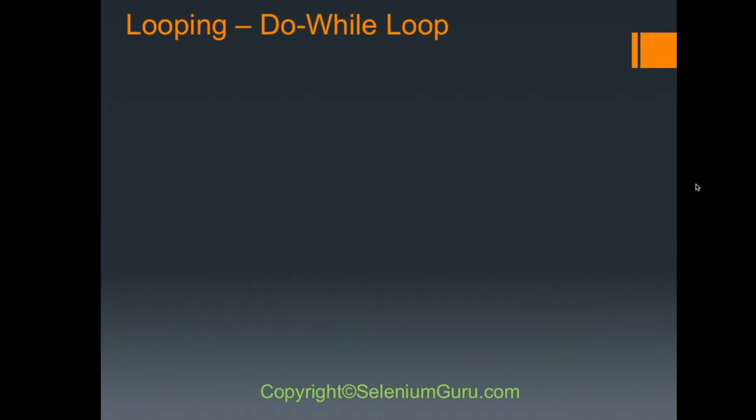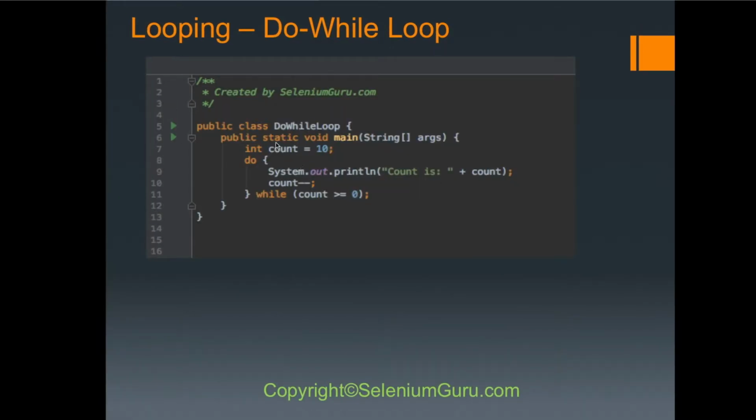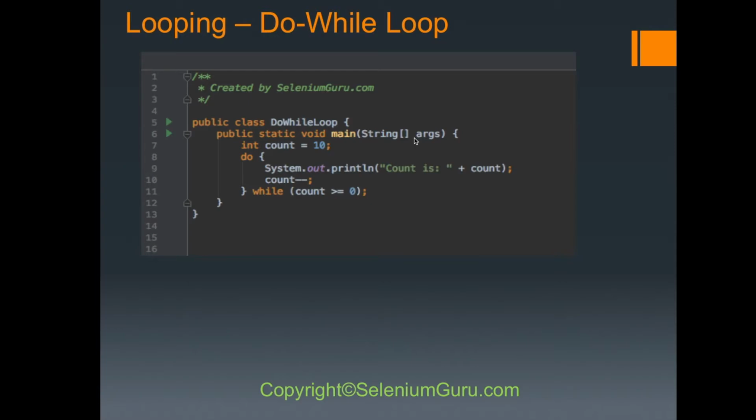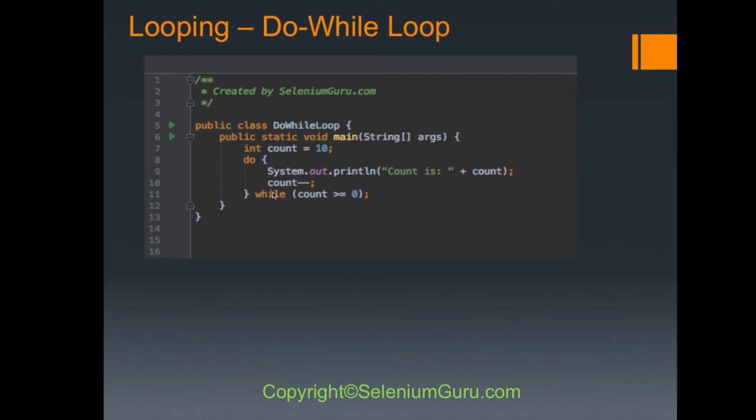The next one here is the do while loop. Let's see how it works. It's kind of similar to a while loop, but it has a different syntax here. I've got int count equal 10. Here I've named this variable count instead of I.